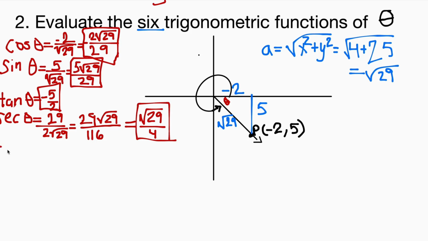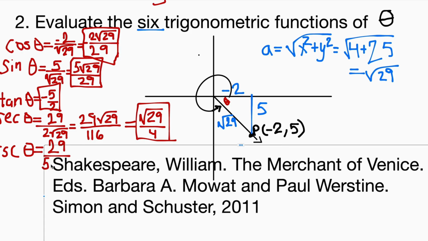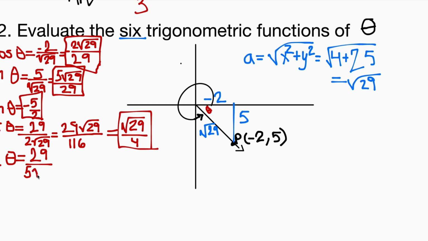Your cosecant value is the reciprocal of your sine value, so it's going to be the opposite: 29 over 5 root 29, which simplifies to square root 29 over 5.